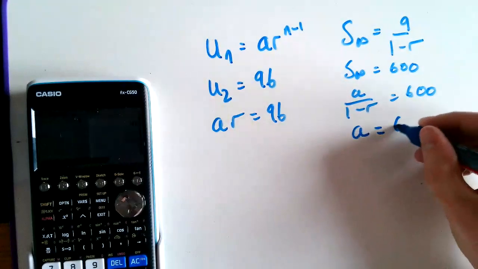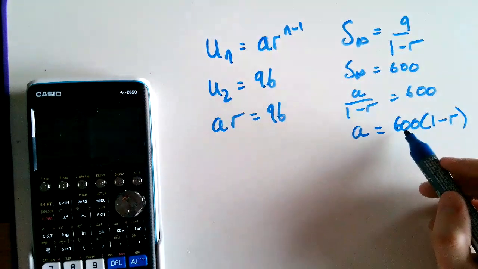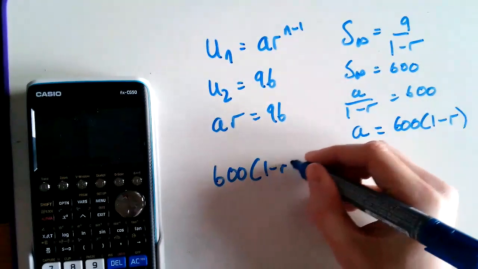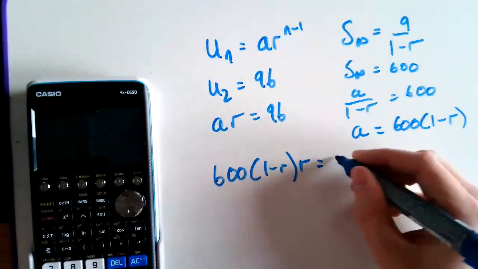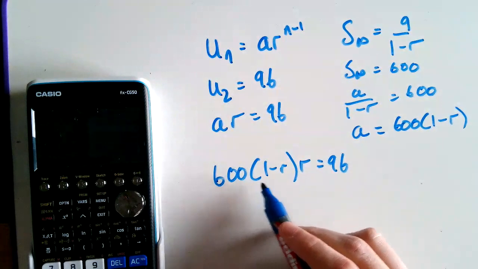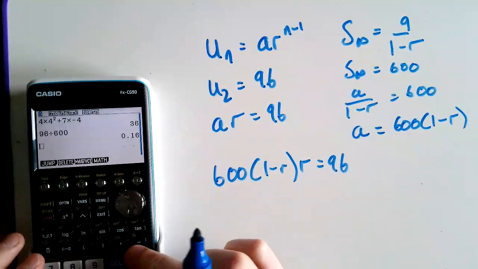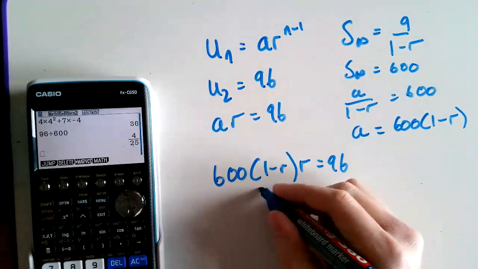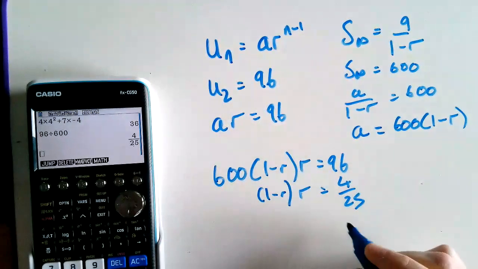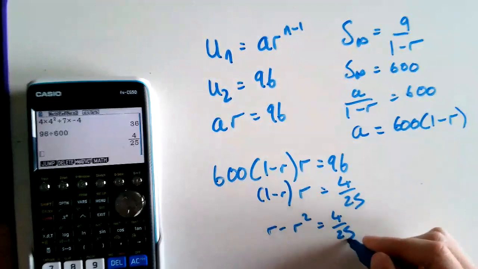So A equals 600 times 1 minus R. Now we can sub that into there. So I get 600 times 1 minus R times R equals 96. So what I can do is divide by 600. So 96 divided by 600 gives me 4 over 25. So 1 minus R times R is 4 over 25. Expand the bracket: R minus R squared is 4 over 25.